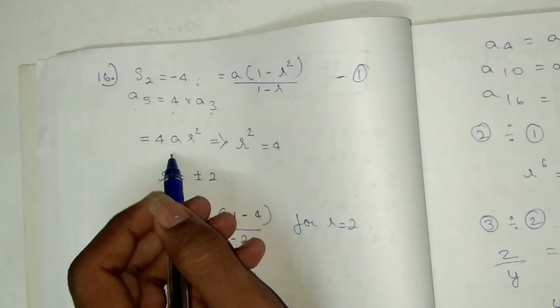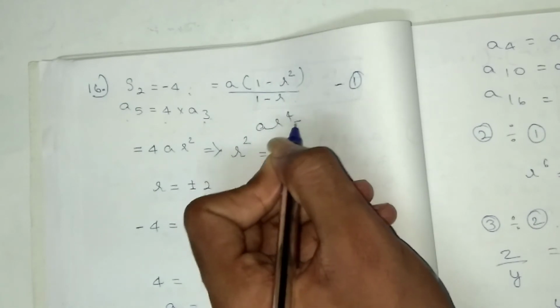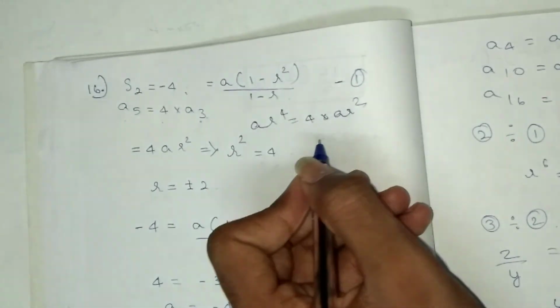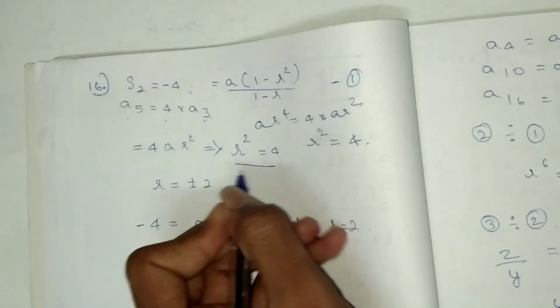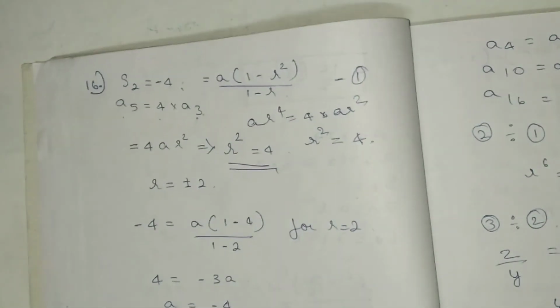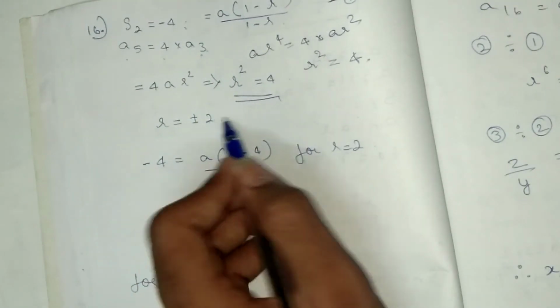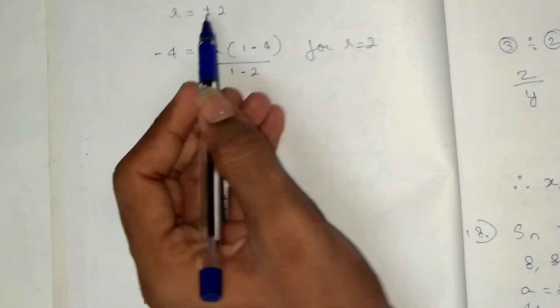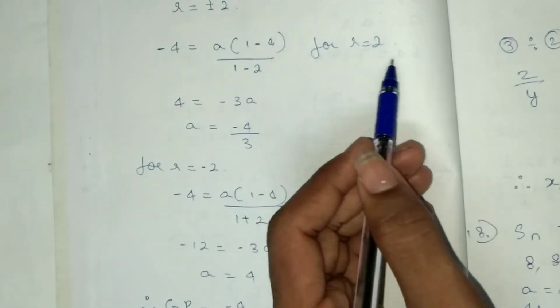A5 would be, okay, let me write over here. A5 would be ar to the power 4, which is equal to 4 into ar square. So ar square would get cancelled with ar square. Now here r square is equal to 4. This would be remaining. That's what we got over here. And now bringing the square over here, you would get plus or minus 2. So in this sum you are getting 2 cases for the common ratio, plus 2 and minus 2. Okay, so first you are substituting and finding the GP for r is equal to 2.